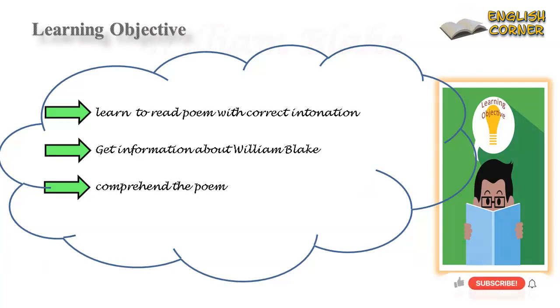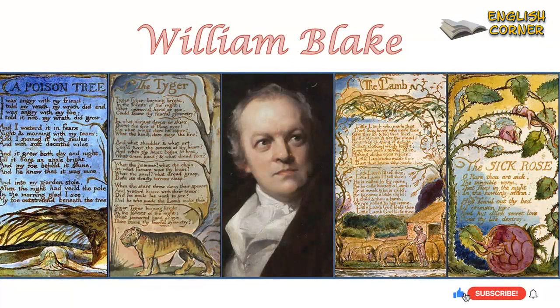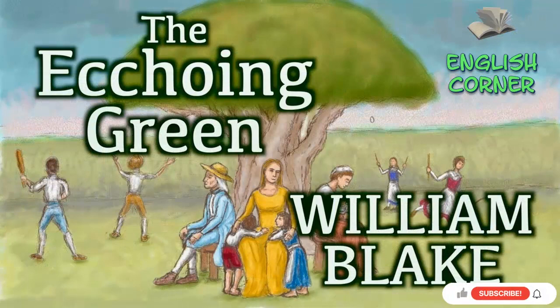For that, I've chosen one of my favorite poets, William Blake. An interesting thing about this poet is that he could not get that much fame in his life, which he got after his death. In the 18th and 19th century, after his death, he got so much fame because of his writing that he became one of the most famous poets of that time. Although he has written many famous poems, today the poem that I've chosen for you is The Echoing Green. So you are going to follow me and learn how to read a poem.